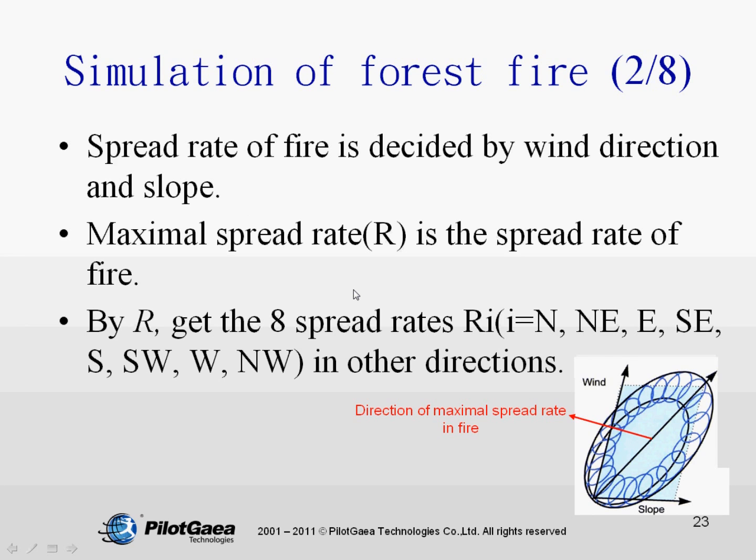In the spread direction of fire, it is mainly decided by the wind direction and slope. Take this figure for example. This is the vector of wind. This is the vector of slope. And this is the combination of the two vectors.